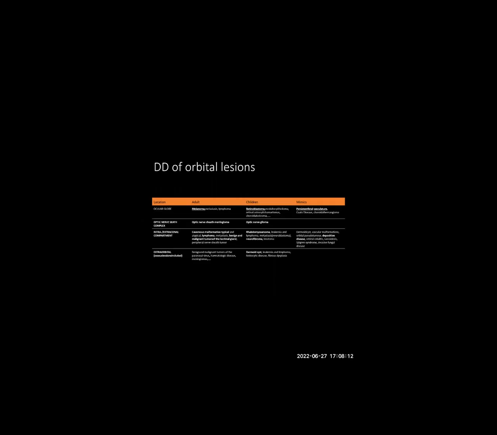Differential diagnosis of orbital lesions. The ocular globe: in adults, melanoma, mets, lymphoma; in children, retinoblastoma. First thing to be said. Then, after many steps, say the other things. The mimics: persistent fetal vasculature, Coats disease, and choroidal hemangioma.